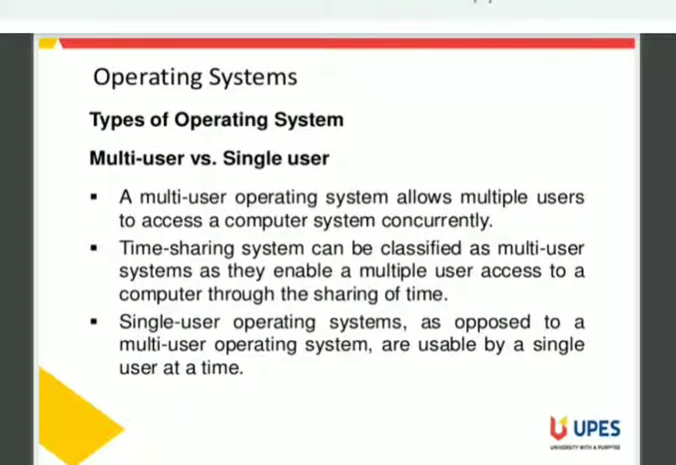So here are the types of operating system. There are two types of operating systems. One is a multi-user operating system, and another one is a single-user operating system. First, a multi-user operating system. As the name suggests, there will be multiple users who are going to use the computer resources.